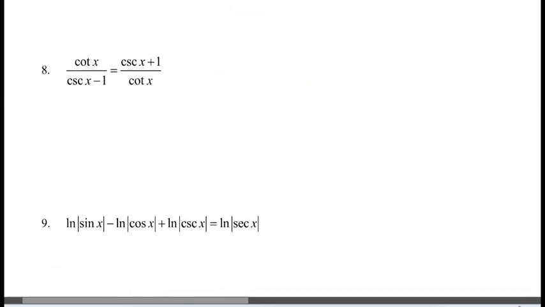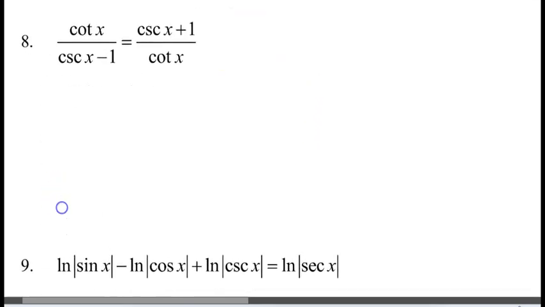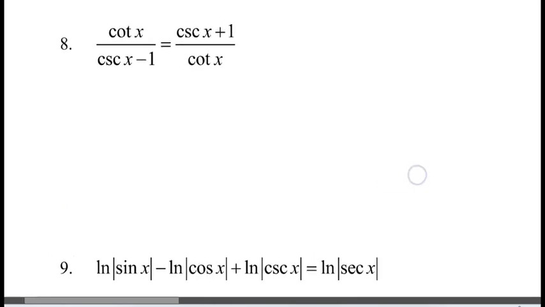In example 8, I don't know that I would say one of these sides is necessarily more complicated than the other. It doesn't really matter in this case which side we start with. In either case, we're going to have to use the same technique. So let's get into that.